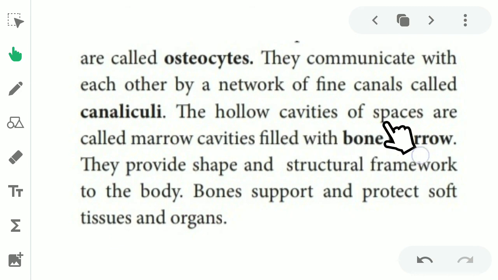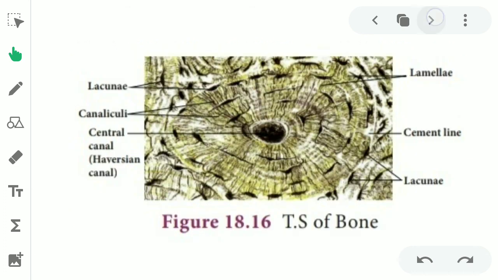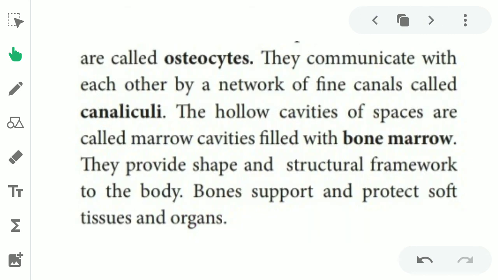Then the hollow cavity is filled with bone marrow. This is the bone marrow, the center area. It provides the structural framework of the body. Bone supports and protects soft tissue. For example, the heart is protected by the ribs, which are also bone.